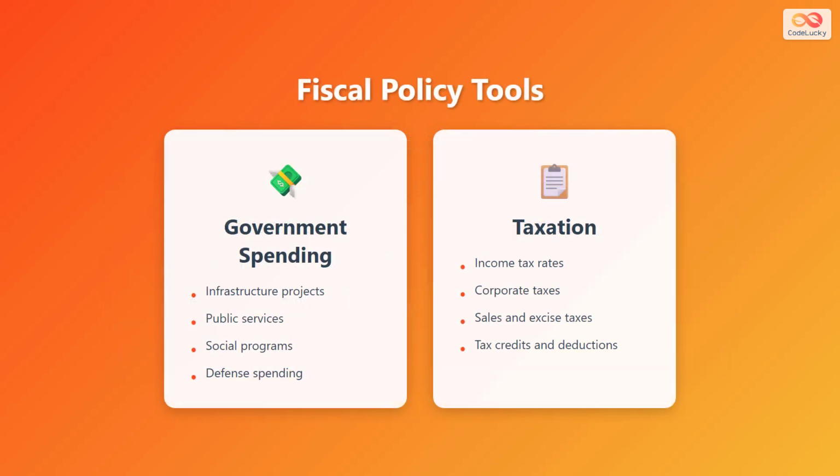Fiscal policy operates through two main categories of tools. The first is government spending, which includes investments in infrastructure projects like roads and bridges, funding for public services such as education and healthcare, social programs that support citizens, and defense spending for national security. The second category is taxation, where governments can adjust income tax rates, modify corporate taxes on businesses, change sales and excise taxes on goods, and offer tax credits and deductions to incentivize certain behaviors. By adjusting these levers, governments can either stimulate the economy or cool it down when necessary.